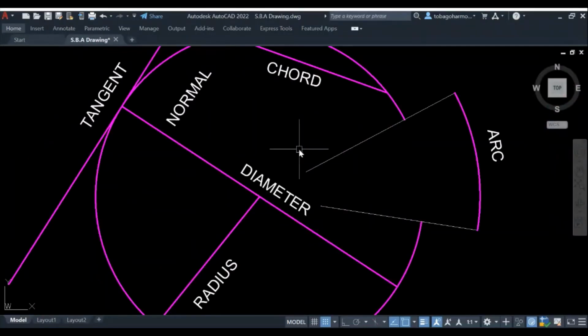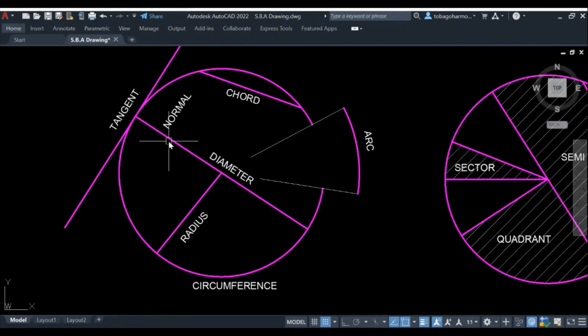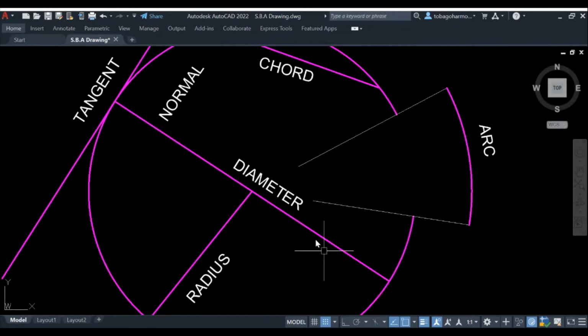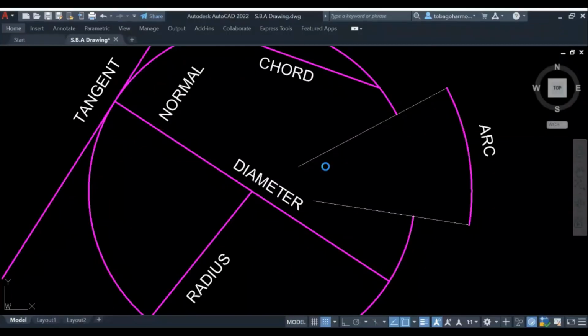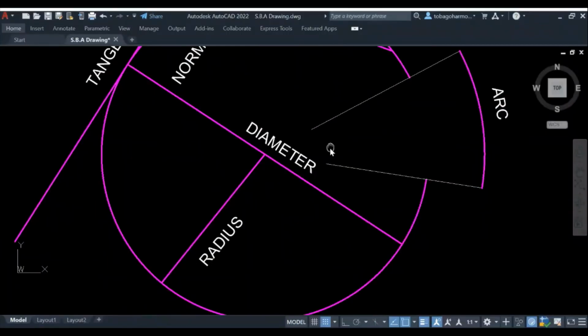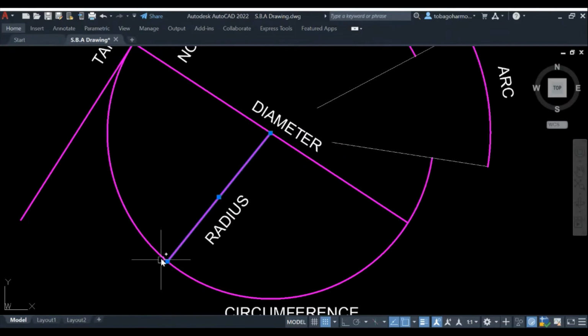The diameter is a line which touches the circumference at 2 points and passes through the center of the circle. The radius is a line running from the center of a circle to the circumference. It is half the length of the diameter.